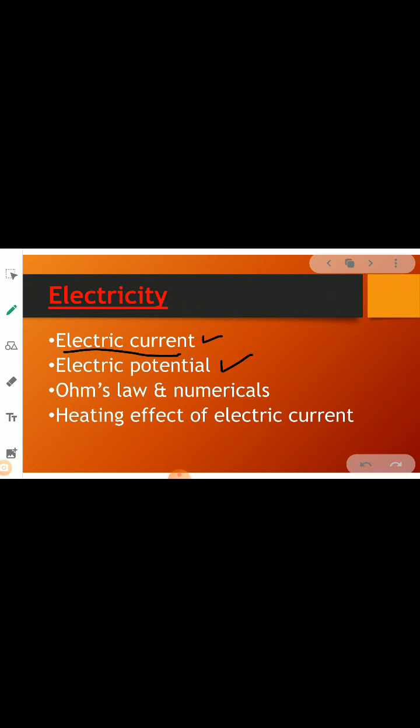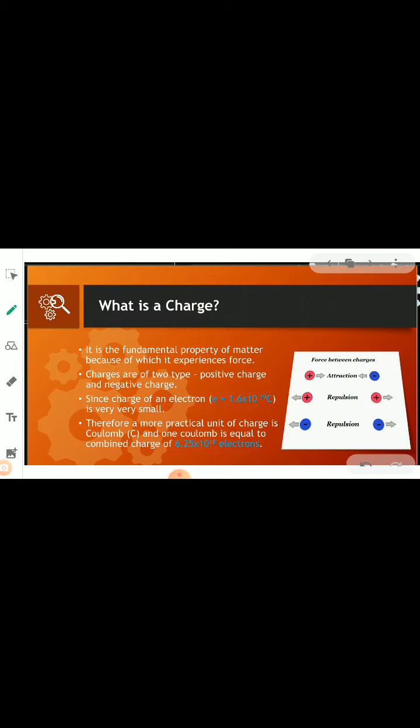So now, which are the charges? How are the charges moving? We are going to study. So to understand the definition, to know about the charge, let us study now what is charge. Okay, what is the charge? Yes, you all know it is the fundamental property of matter by which it experiences a force.